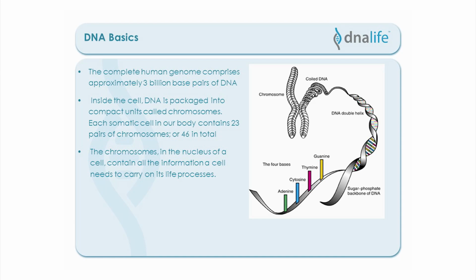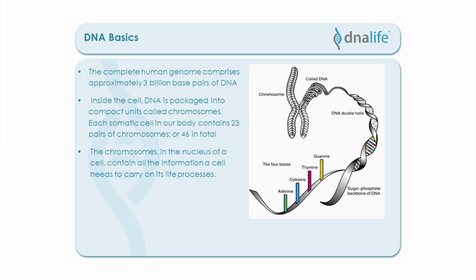Now, each of our somatic cells in our body, not the sex cells, contains 23 pairs of chromosomes. One pair we would have inherited from our mother, the other pair we would have inherited from our father, to give us a total of 46 chromosomes in every cell in our body. These chromosomes in the nucleus of a cell contain all of the information that a cell needs to carry on its life processes.